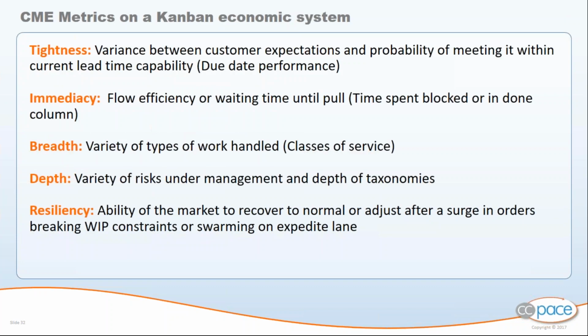So the equivalent of these CME metrics in a Kanban economic system, because believe it or not, a Kanban system is an economic system where daily decisions are made to make sure that capability meets demand of the skills and the challenges that are facing. So the tightness is the variance between the customer expectation and the probability of meeting current lead time. Immediacy is the flow efficiency. Breadth is the variety of types of work handled. The depth is the variety of risk under management, and the resiliency is the ability to come back to your normal state of operations.